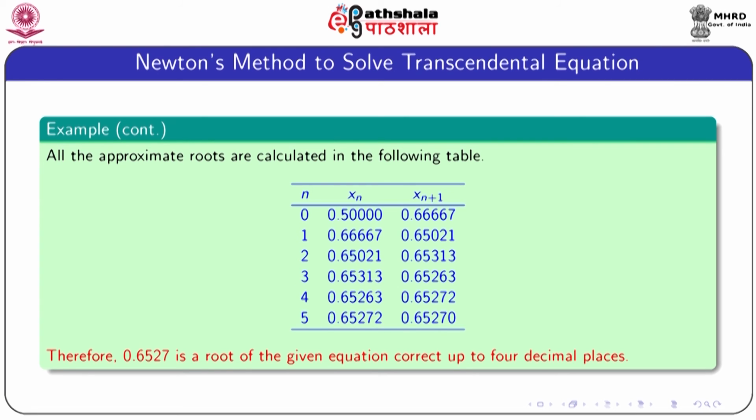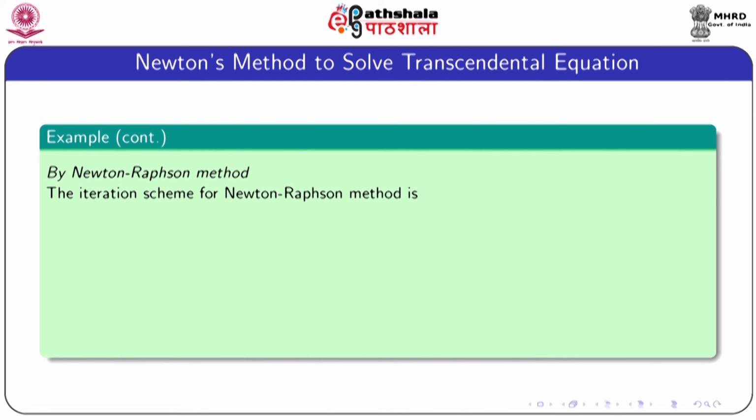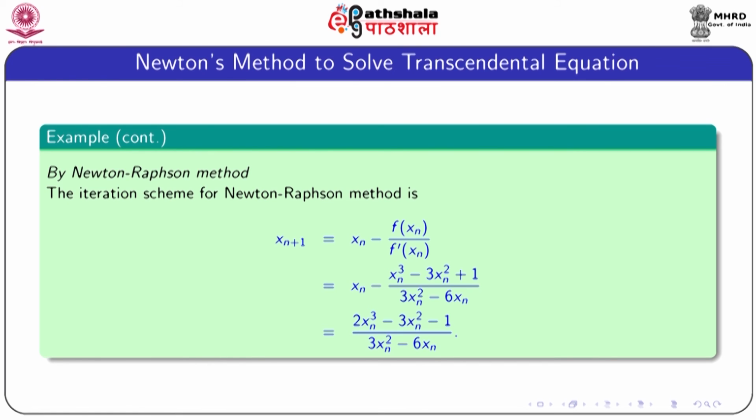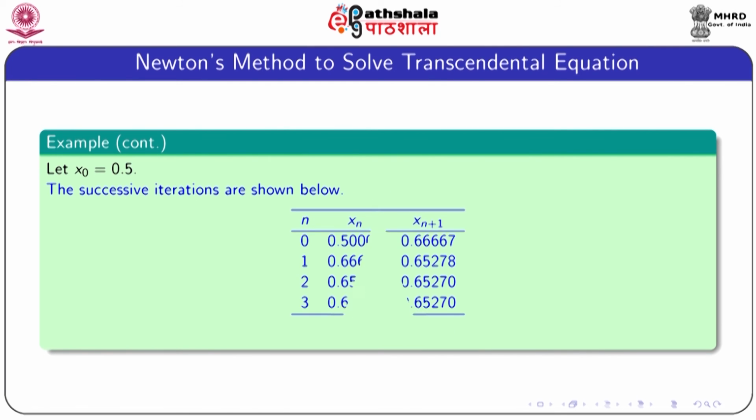That means 7 iterations are required to achieve this root, while the standard Newton-Raphson method gives the following iteration scheme, and after simplification the iteration scheme is 2 into xn power 3 minus 3 into xn power 2 minus 1, whole divided by 3 into xn power 2 minus 6 xn, and all the iterations are shown below starting from the initial guess x0 equal to 0.5. Note that after the third iteration we achieve the desired root, that means 0.6527, correct up to 4 decimal places.